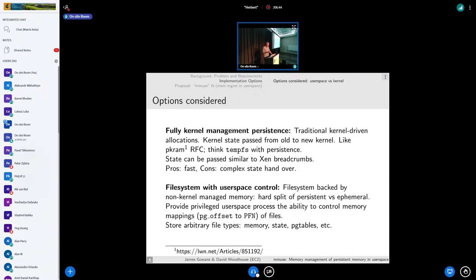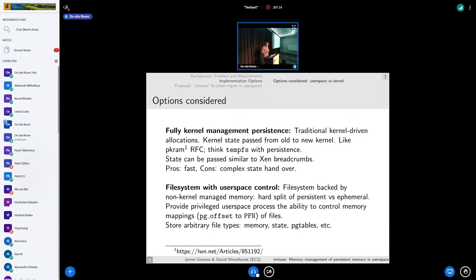Okay, cool. Yeah, so you mentioned file-backed memory, which is kind of where I'm going with this, but you need that file-backed memory to survive across this kexec process, so you can't use something like traditional tmpfs. On that topic, that's what this pkram proposal suggested, which is basically like tmpfs but with persistence. And other state like IOMMU page tables and all that stuff could also potentially be passed from old kernel to new kernel. Xen does this through using breadcrumbs.